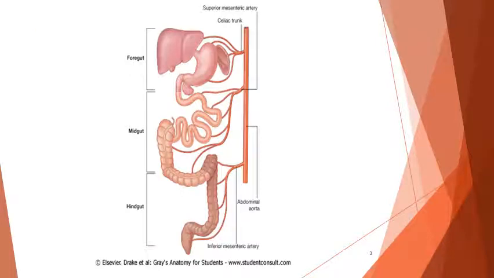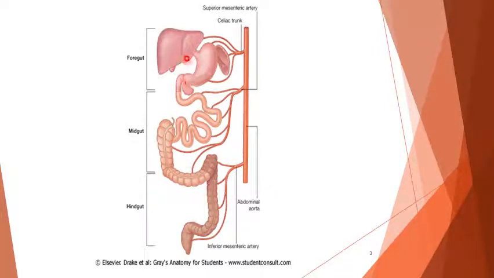This is the division of the gut tube into foregut, midgut, and the hindgut. And these three are supplied as follows: the foregut is supplied by the celiac trunk, midgut by the superior mesenteric artery, and hindgut by the inferior mesenteric artery.